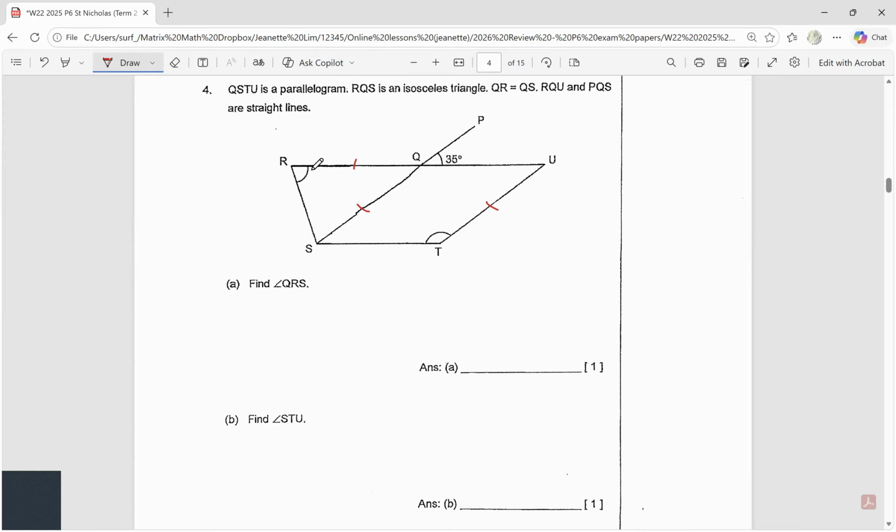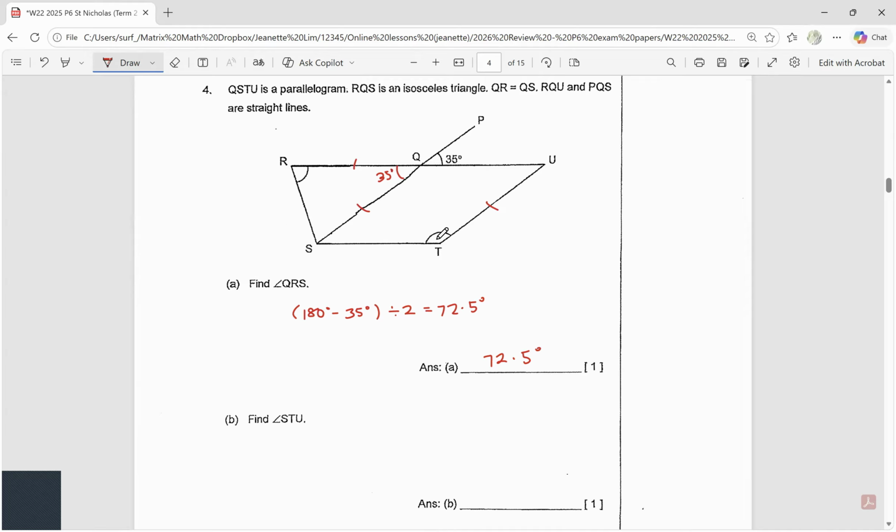Okay, QRS, triangle QRS is an isosceles triangle. So if we have 35 degrees here, you can actually find the base angle. Okay, which is 180 minus 35 divided by 2. If you're writing it in one line, remember to use brackets because we want to minus first, then divide by 2. So 72.5 degrees.